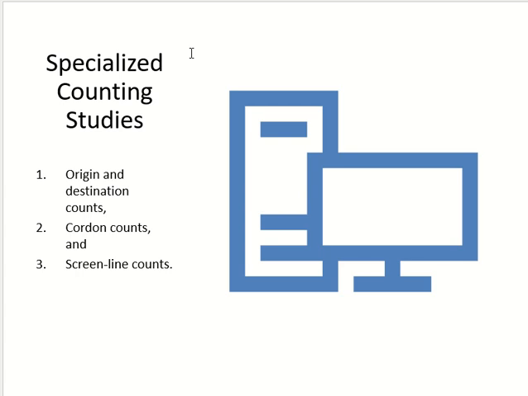Moving on to specialized counting studies. These counting studies give you the demand of traffic for an area. Up till now you are not dealing with demand, you are dealing with volumes. You are trying to get the volume in different ways so that we can get an indication about the demand for one segment, for an intersection, for a network, but it's just an indication. The real demand doesn't come from there.